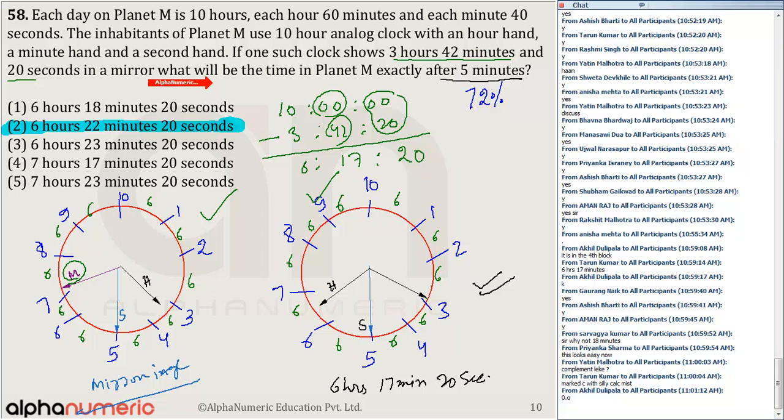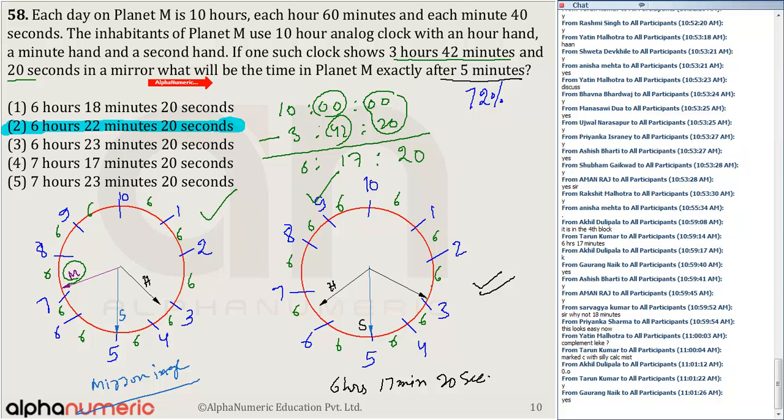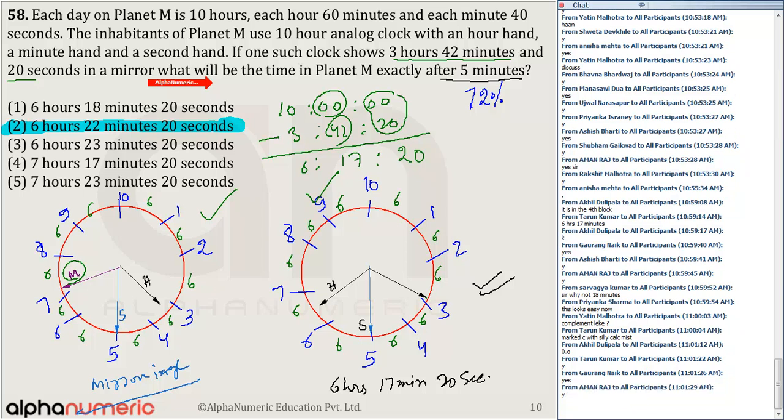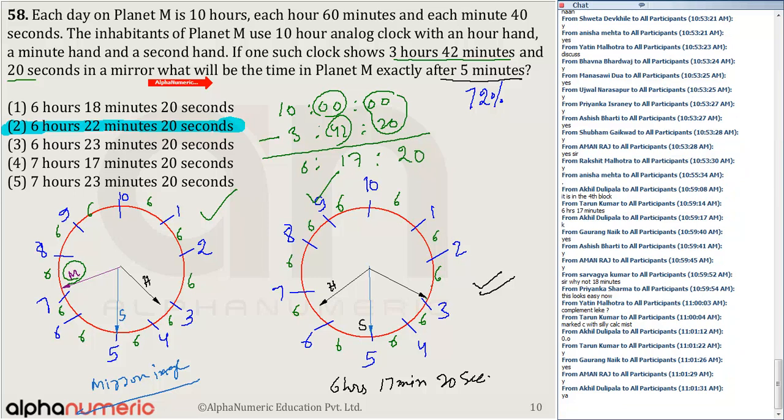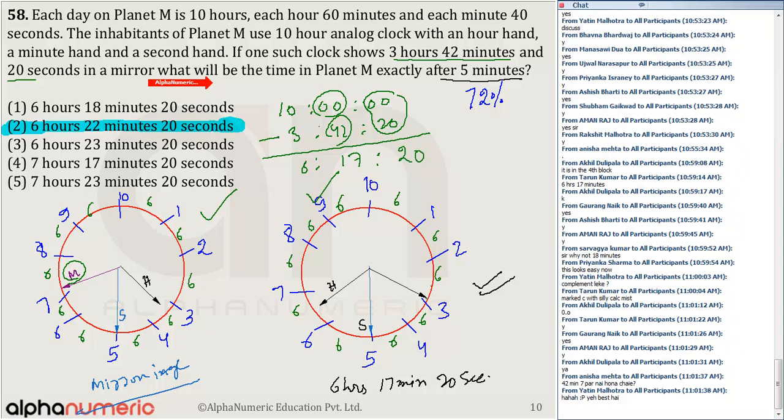Then add 5 minutes to that, so the answer comes out to be 6 hours, 22 minutes and 20 seconds. Is that clear to all of you now? Please respond. I will not call this easy, but it was not a sitter. Definitely it was not a sitter, but doable. Okay, so should I move ahead?